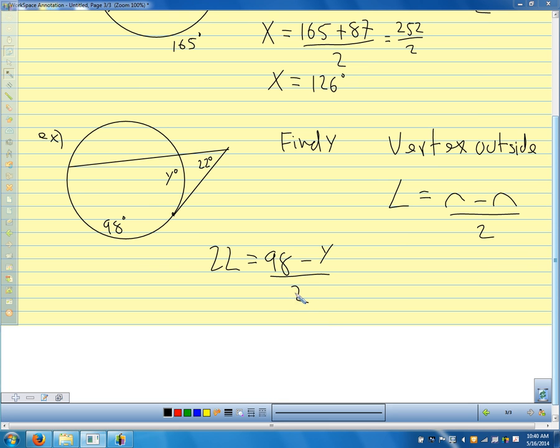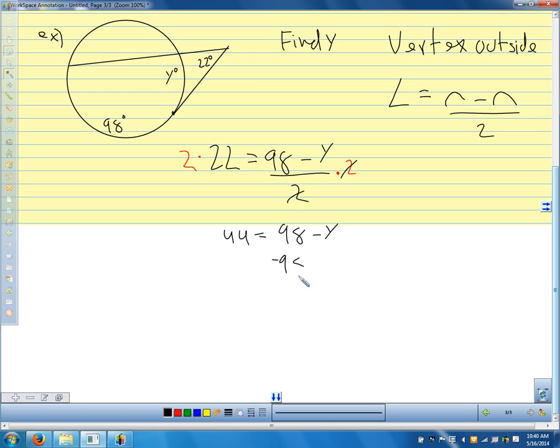All right, so how do I get rid of this 2? Multiply everything by 2. I'm going to multiply this side by 2, multiply this side by 2. Those cancel, and I get 44 equals 98 minus y. I'm going to subtract 98 from both sides. 44 minus 98, I get negative 54 equals negative y. So what does this tell us?